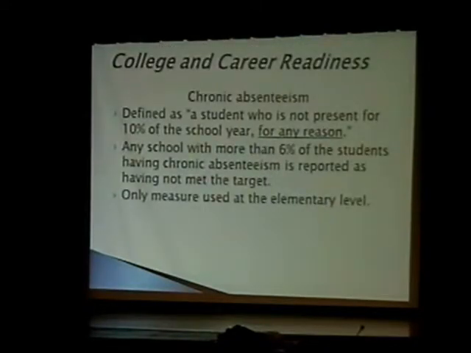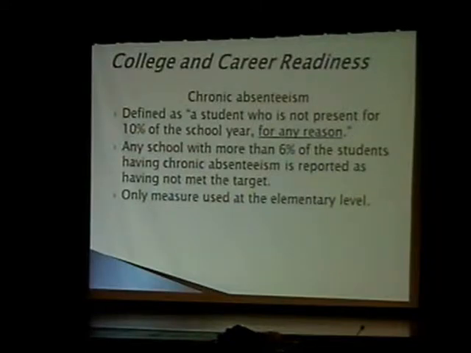One of the other things the Department of Ed looks at is college and career readiness. And at the elementary level, the only measure of college and career readiness is absenteeism. And chronic absenteeism is a student who is not present 10% of the school year for any reason. So if you think a child who's on roll all year, it's 180 days. If that child is absent 18 or more days, that child is considered to be chronically absent.